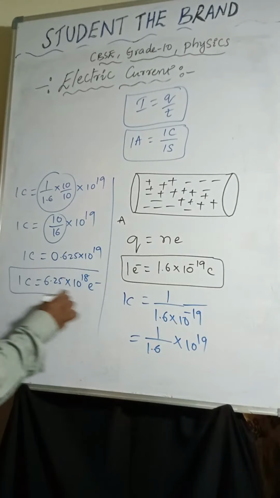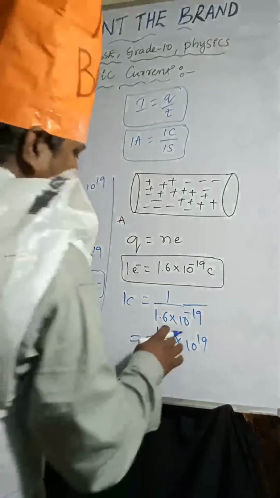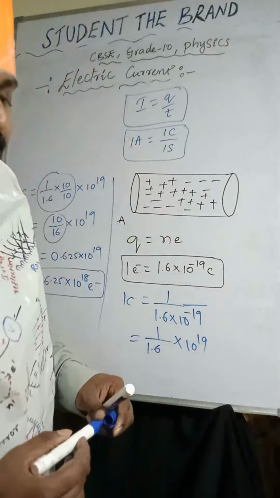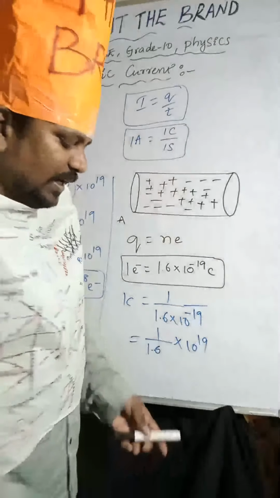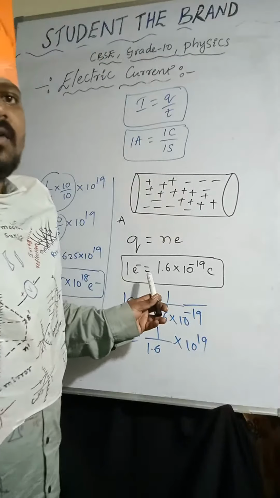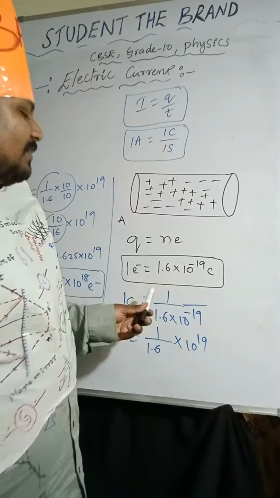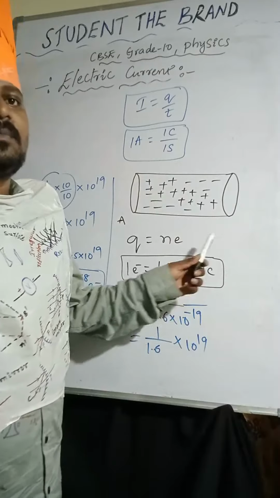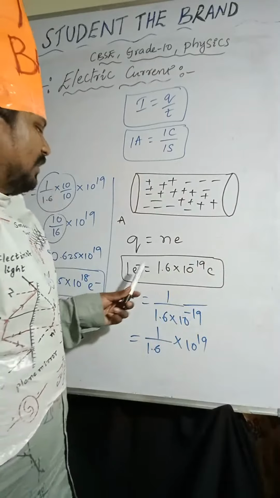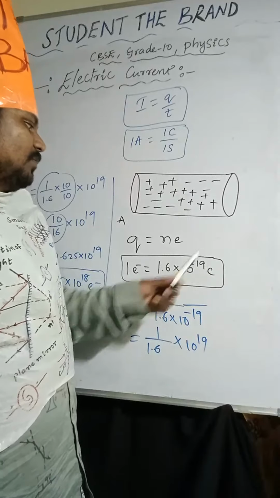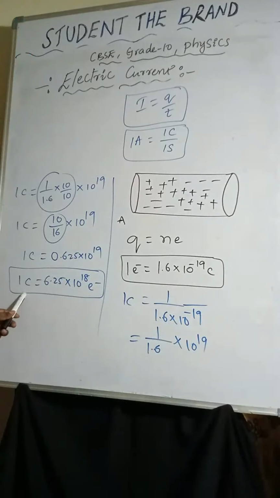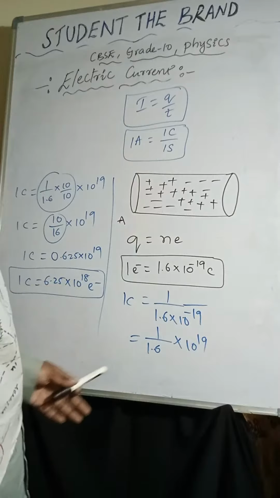So 10 power 18 electrons. These two values are very important. On one electron there is 1.6 into 10 power minus 19 coulomb, and in 1 coulomb, 6.25 into 10 power 18 electrons are present.